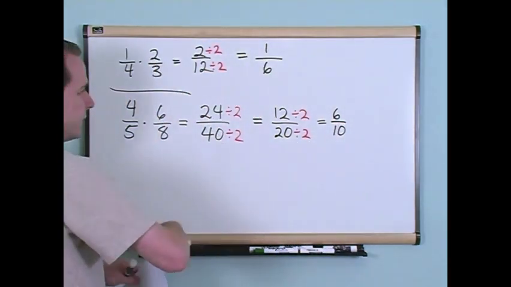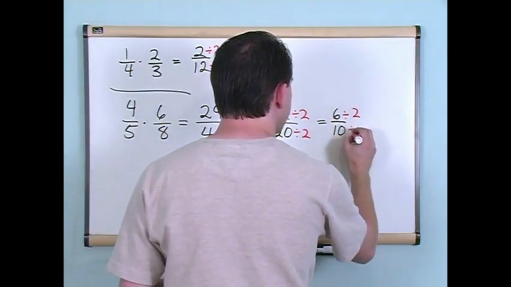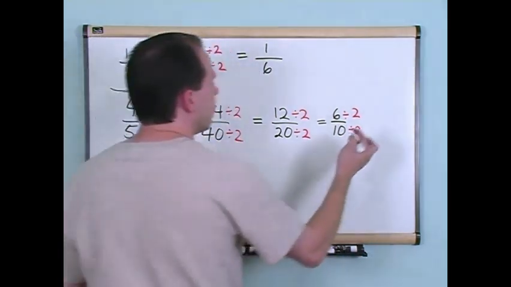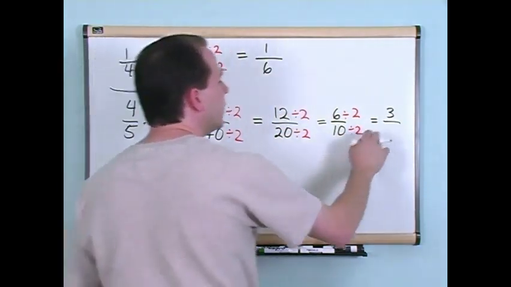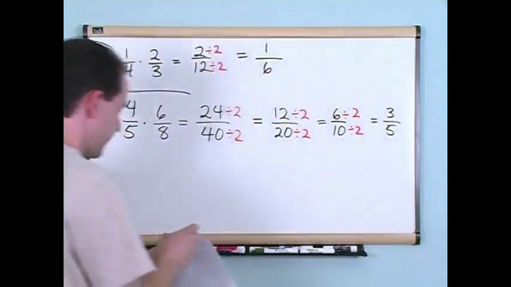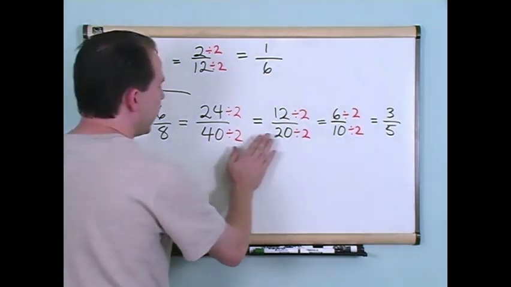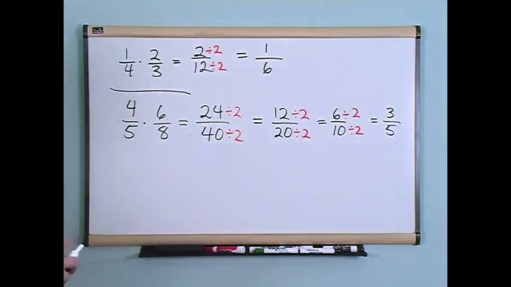And then the final thing is to see, well, can I simplify it more? And you sure can. You can divide by 2 again, one last time. So 6 divided by 2 is going to be 3, and 10 divided by 2 is just going to be 5. Now that's a lot of dividing by 2, but just don't forget to check at each step to see, can you divide by 2? Can you divide by something to make it simpler? In this case, we had to do it a few times.